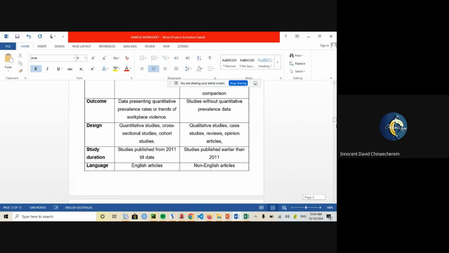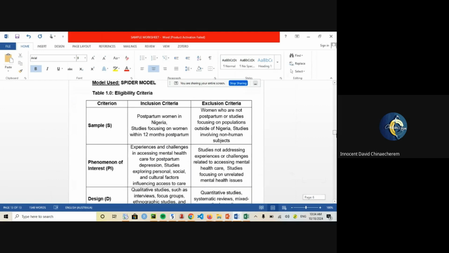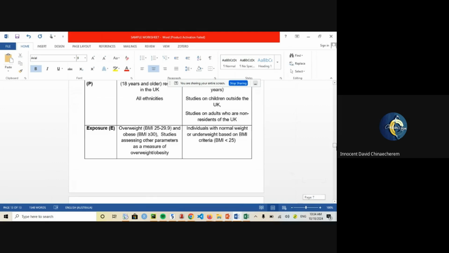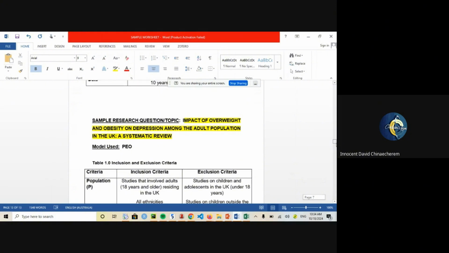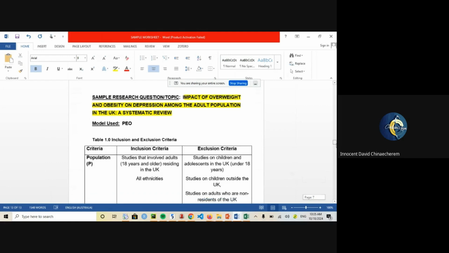So we had that example again for workplace violence among healthcare workers. We really explored the prevalence and had a look at a sample systematic review. Also, we did that for the SPIDER model, and also had that for the PEO framework, where we looked at the question on the impact of overweight and obesity and depression among the adult population in the UK.